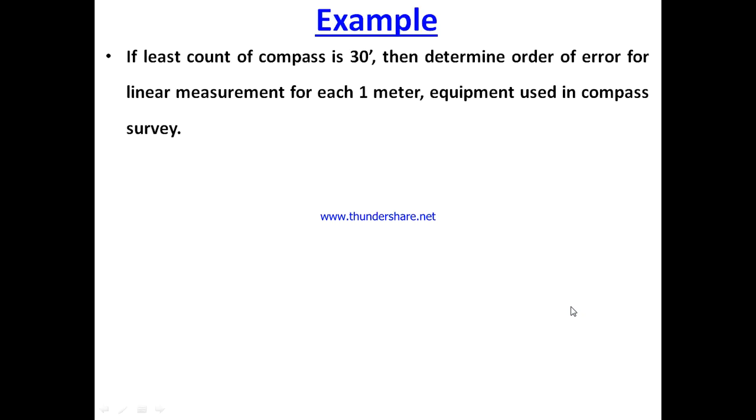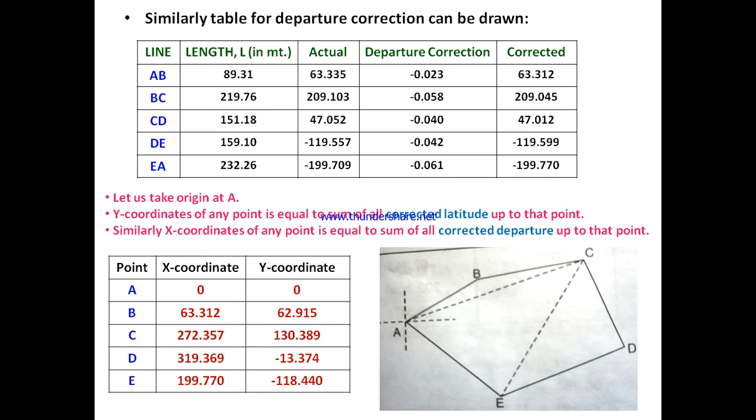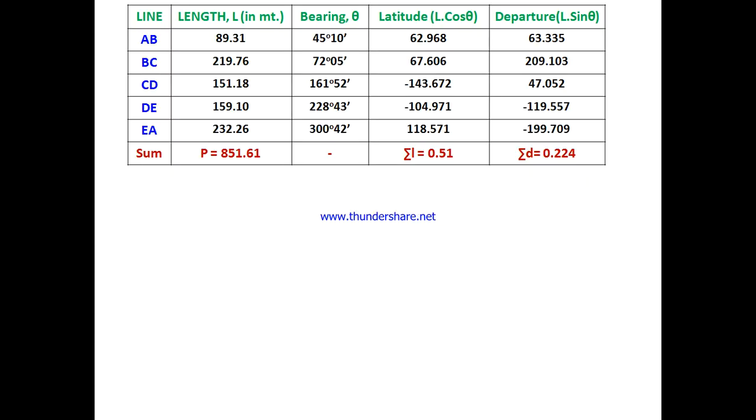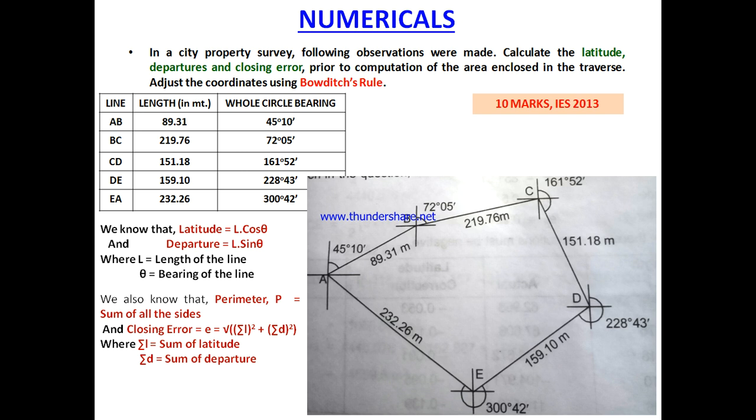In this manner, we have completed how to determine the values with the help of the Bowditch rule, how to determine the adjustment of traverse using the transit rule, and how to represent the values in the Gale's traverse table. So please try to solve numericals based upon these methods and try to understand this lecture, and let me know if you are having any confusion or any doubts regarding this lecture.